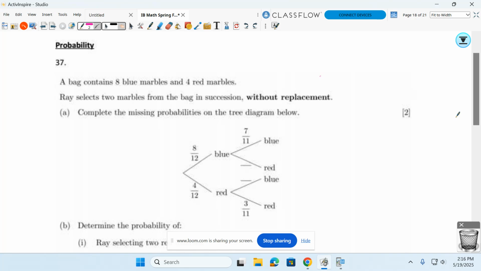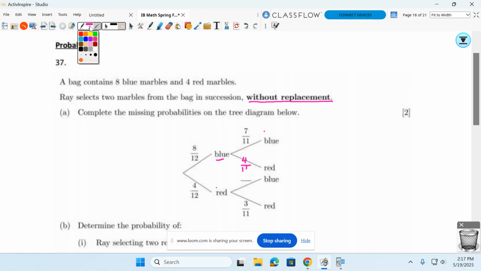So the first thing we notice is that there are blue marbles and red marbles, and the probabilities for those are already set. Since the marbles are drawn without replacement, if the first marble drawn was blue, there was 8 out of 12. If we draw another marble and it's blue, we don't have 8, but 7 out of 11 in total. So one marble is taken. This probability right here has to add up to 1 together with 7 over 11, so this will be 4 over 11.